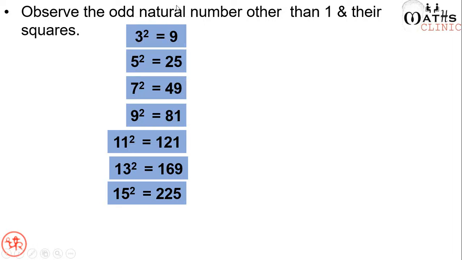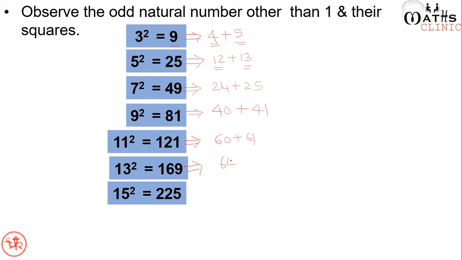Now look at here, 9. Ab dekhiye, 9 is equal to 4 plus 5. 25 is 12 plus 13. Aap thoda dhyan dijiye main kya kar raha hu. Aap dekhiye, I am trying to write this 9 as a sum of two consecutive natural numbers, 4 and 5, 12 and 13 consecutive. To 49 ko aap kaise likhoge? 24 plus 25, barabar hai? 81 ko kaise likhoge? 40 plus 41 consecutive natural numbers. 121 ko kaise likhoge? Just do half, 60 plus 61. 169, it is what? 84 plus 85. And now tell me 225.